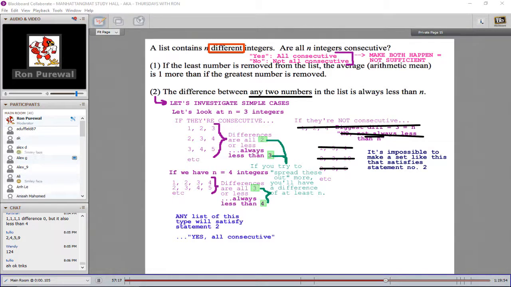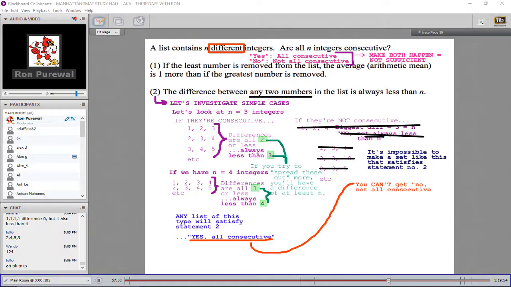So what that means is that all the sets that you can make that actually satisfy statement 2 are going to give you this result. You can't get that result. So that means the statement is sufficient, because this is the result that you get every time. Combine it with this observation that you can't get the opposite result. Try, it's not going to work. So statement 2 is sufficient.